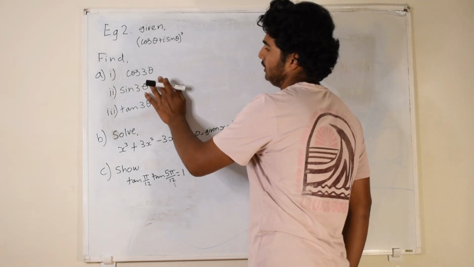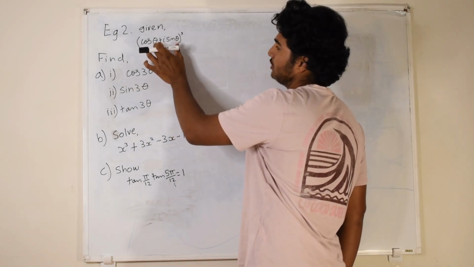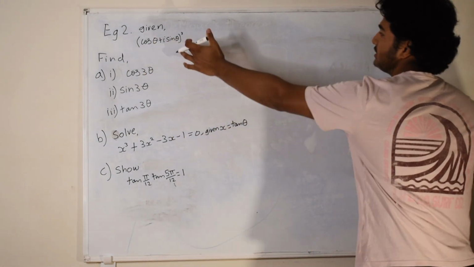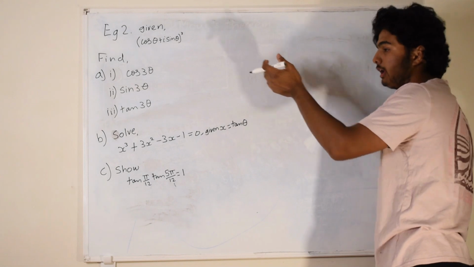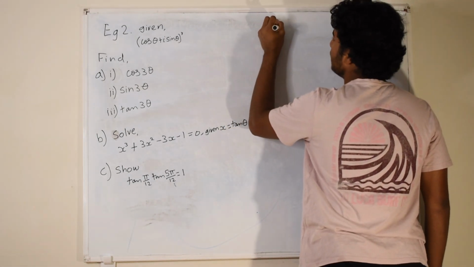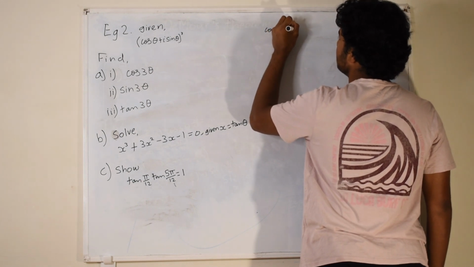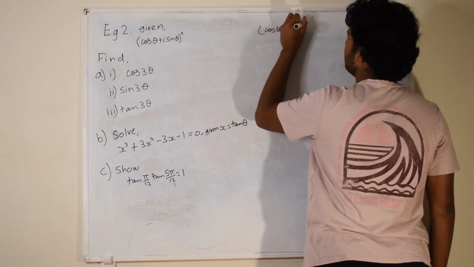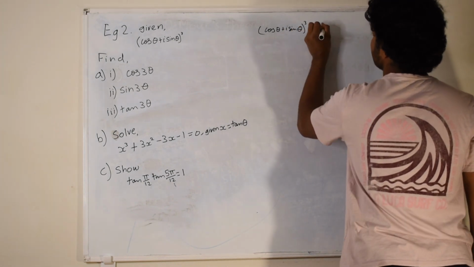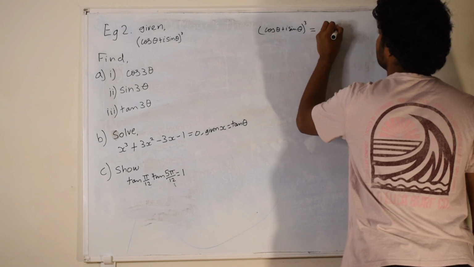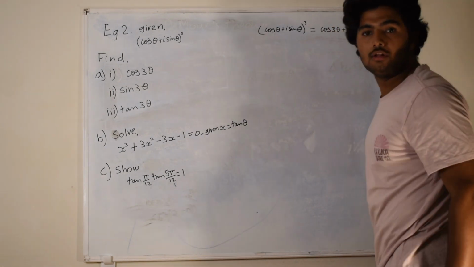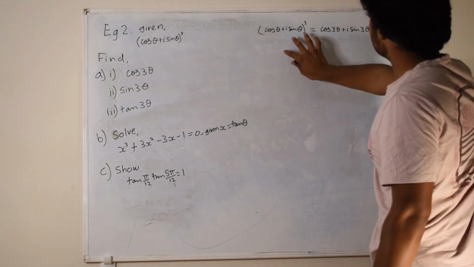Before we do anything here, let's just go with what the question's given us. So they've given us this. This is basically the same thing that De Moivre's theorem says. (cos theta + i sin theta) to the power of 3, or cubed in this case, equals cos 3 theta plus i sin 3 theta. So this is what this equals.